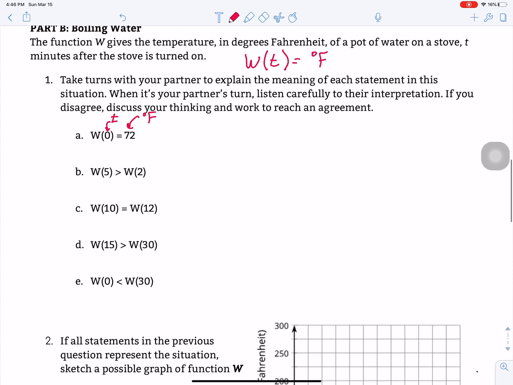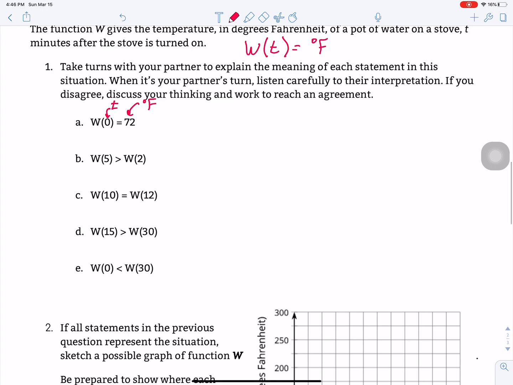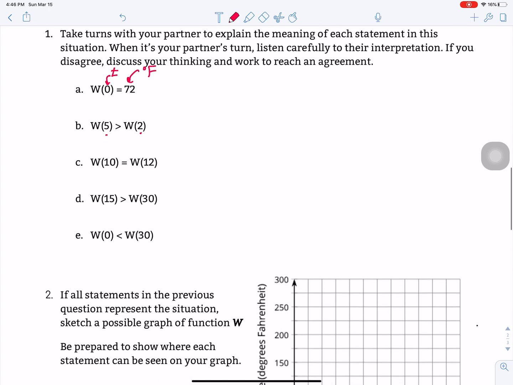I'm going to look at just a second one for you, and then you're going to work on the other parts of that. So W of 5 would mean that after 5 minutes, the temperature is greater than when it's at 2 minutes. And that should make sense. It's going to keep warming up. Eventually, if we go too many minutes, it'll probably change because it'll already be done, and then it will cool off. So you're going to write down, finishing up those pieces.